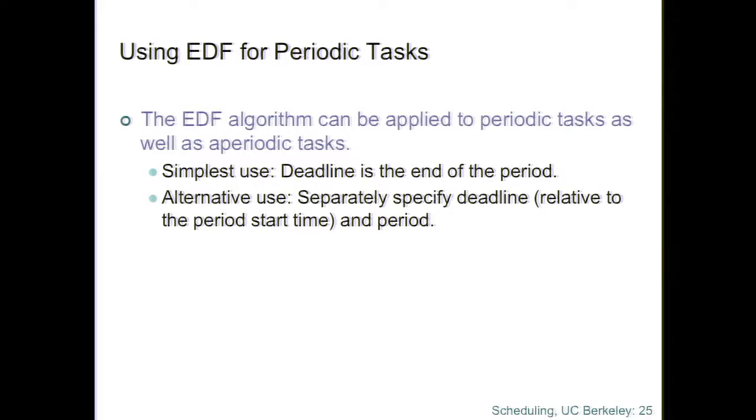If you have a task that's executing with this period, well, that's not very periodic, right? And you have another task executing with this period, okay? At this time, which task has the earlier deadline? The red task, which is the one with the longer period, not the shorter period. So EDF at this time will give the red task higher priority.